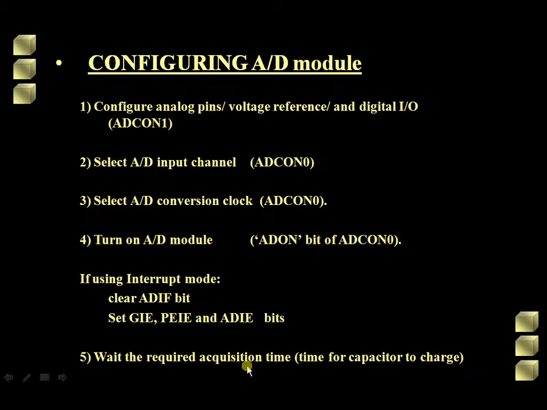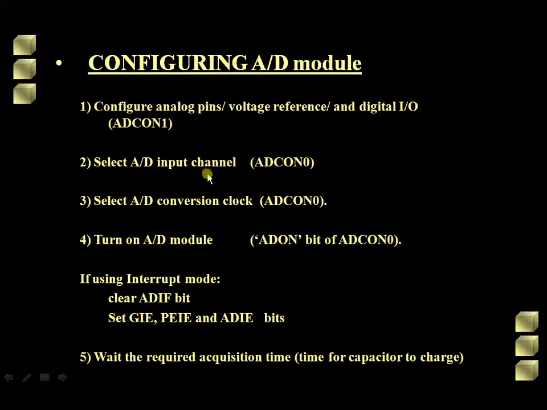Now let us see the procedure which we need to follow for converting a particular signal to digital form. The first step is to configure the analog inputs. We configure the analog inputs according to our requirement by using the ADCON1 register. We decide whether we want to use all the inputs as analog inputs, some as analog and some as digital inputs, or some as analog, digital, and reference inputs. That can be programmed with the help of the ADCON1 register.